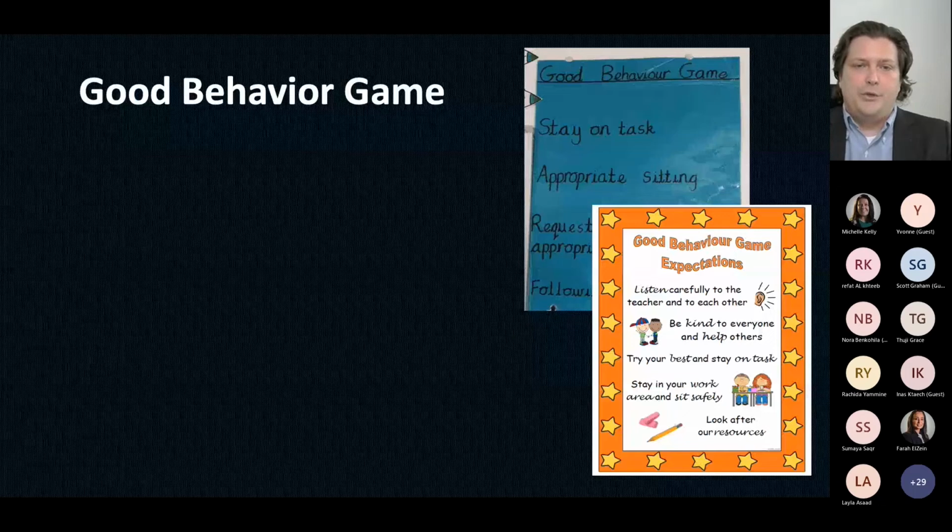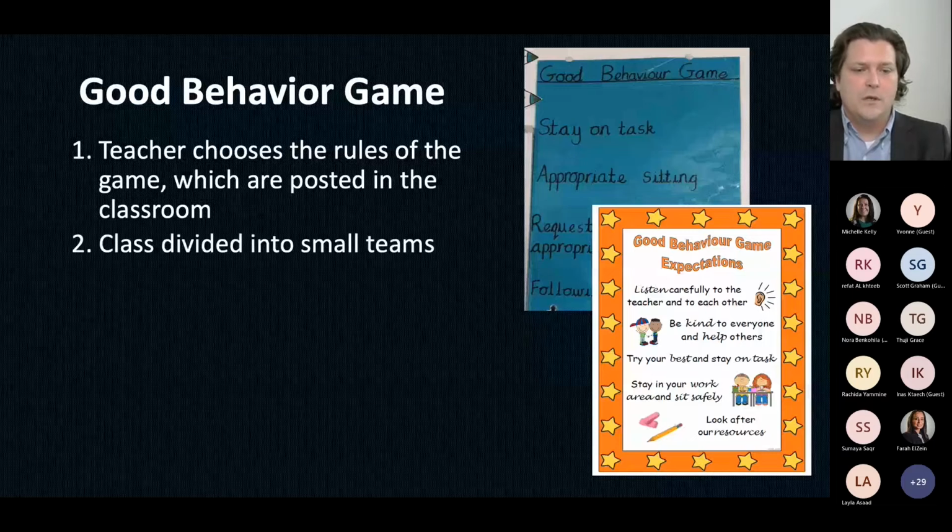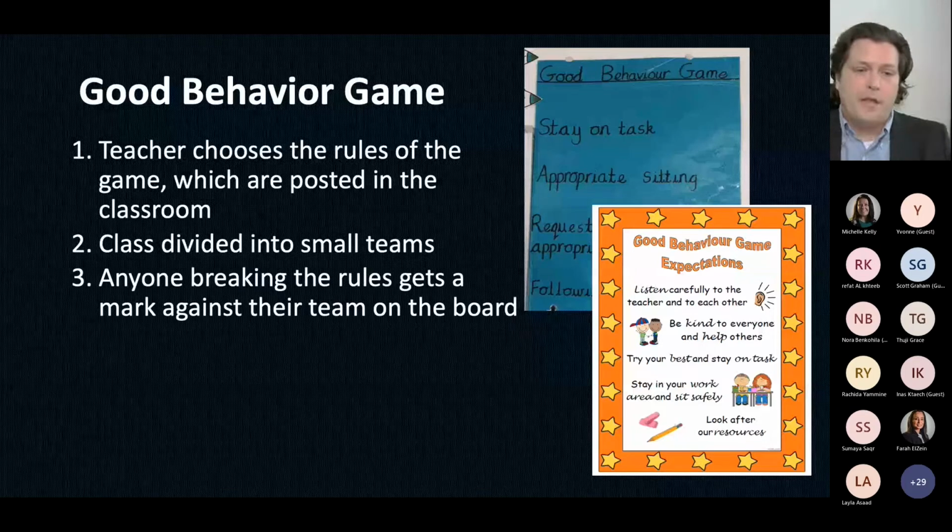To get started with the good behavior game, a teacher will choose some classroom rules for the game, which are then posted in the classroom. Here are some examples in these pictures of what that might look like, courtesy of a colleague of mine, Emily Groves. These are some classroom rule postings that she has seen in her classrooms. Then the class will be divided into small teams. Two teams is pretty common. And then throughout the game, teams that break the rules receive a mark against their team on the board.